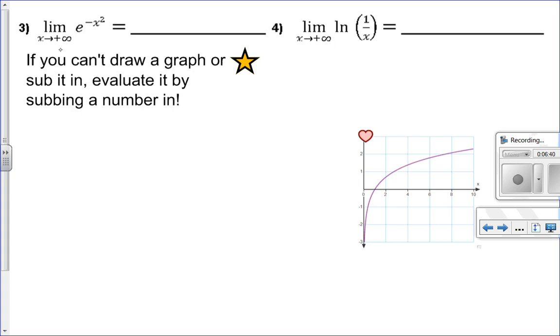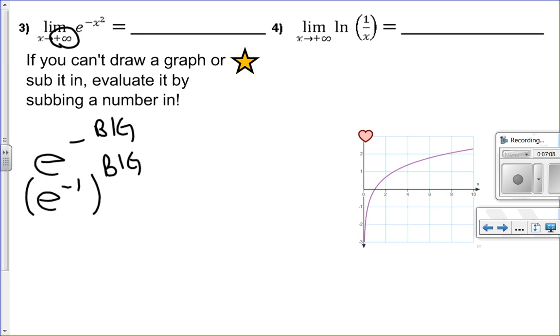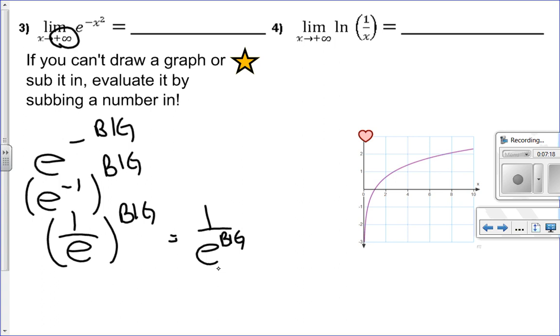So for example, positive infinity is a really big number. So if we were to sub this in, we'd have e to the negative big number squared. So a big number squared is an even bigger number. So when we have a big number squared, I'm going to really write that in all capitals as a really big number. So e to the negative big number, well, that's really the same as e to the negative 1 to a really big number. So that's 1 over e to a really big number, which is just really 1 over e to a big number. So e is already a number greater than 1, and I'm raising it to a really big exponent.